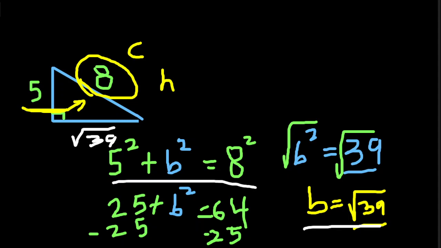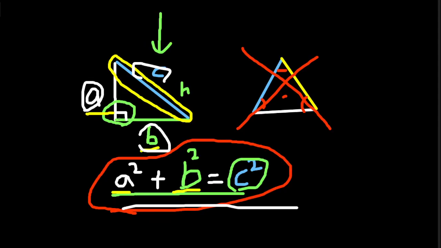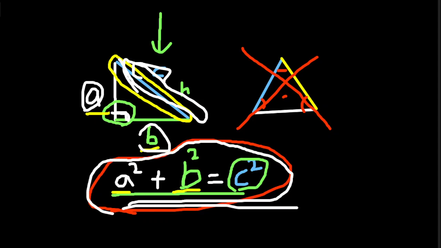And that's really all there is to the Pythagorean theorem. Make sure it's a right triangle. The biggest thing is we need to know the longest side is the C, and all you need to do is apply this equation, and yeah, that's it.